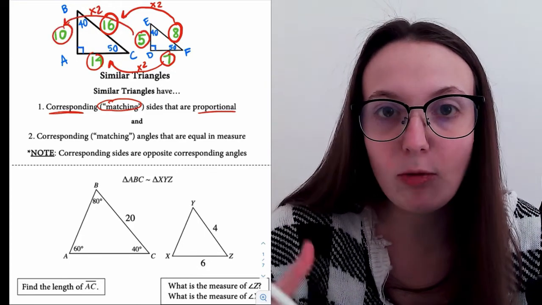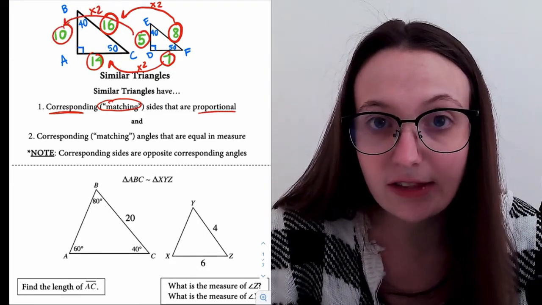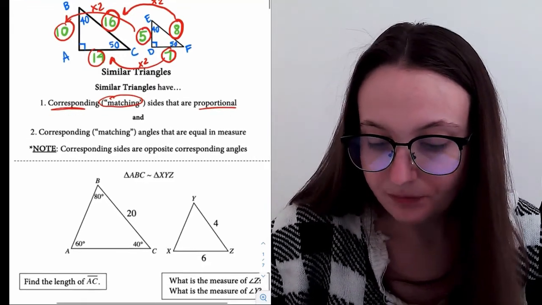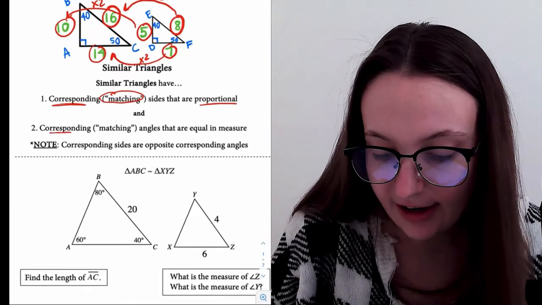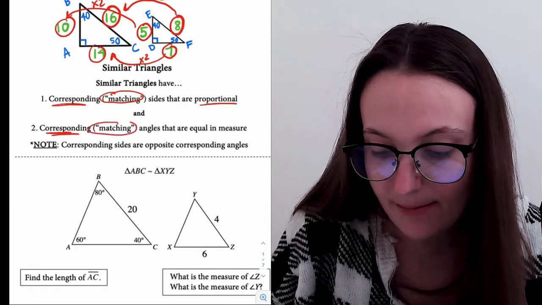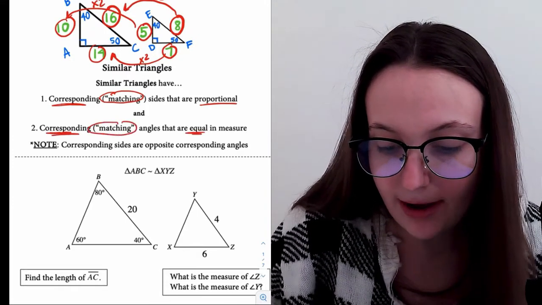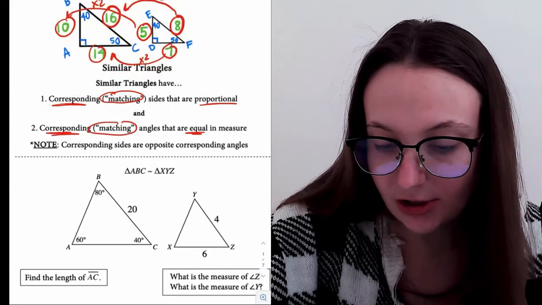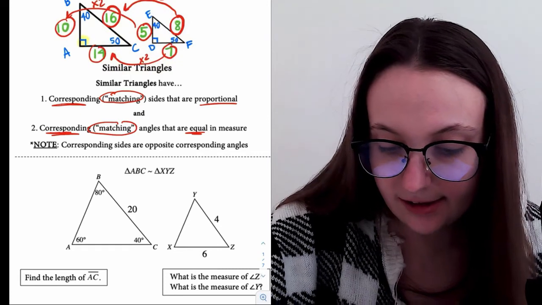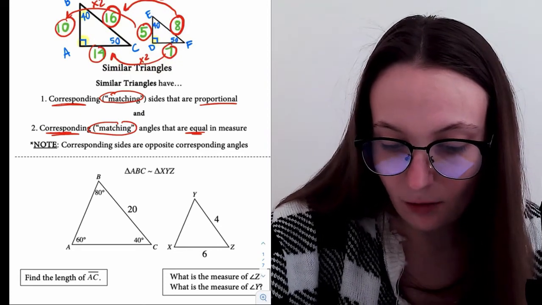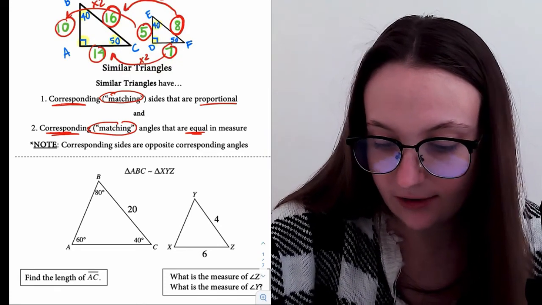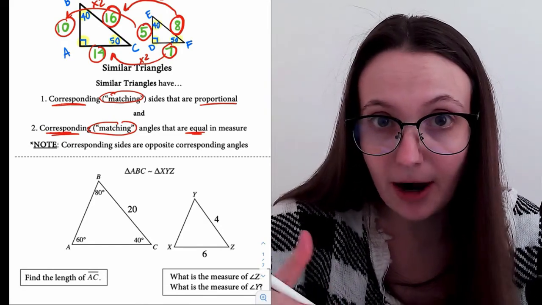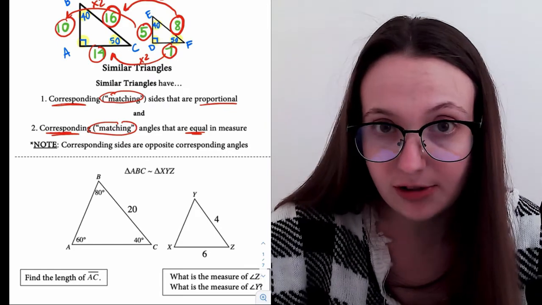The sides of one triangle are a scaled version of the sides of the other triangle for the two similar triangles. And the second criteria is that the corresponding, aka matching angles, are going to be equal in measure. So for each of the angles that occupies the same position in the triangle set, this is 90, this is 90, this is 40, this is 40, this is 50, this is 50. So they match up in terms of their measure when they occupy the same position in the two similar triangles.